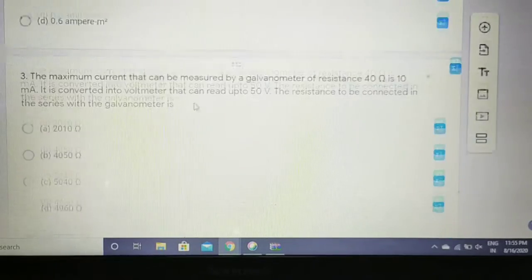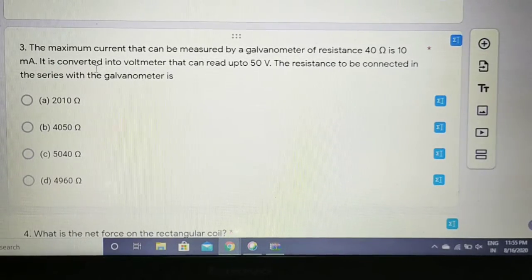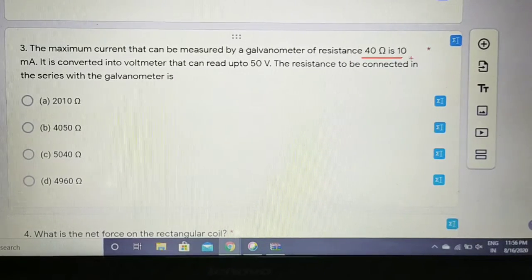The next question given to us is: the maximum current that can be measured by using a galvanometer of resistance 40 ohm is 10 milliampere. This is the resistance of the galvanometer, and it is converted into a voltmeter, and it can read up to 50 volts. After being converted into a voltmeter, the voltage it can measure is 50 volt.